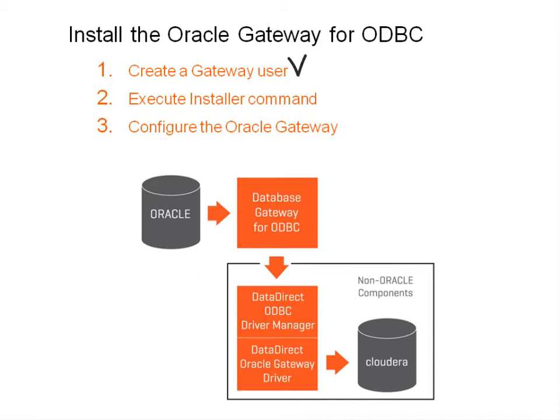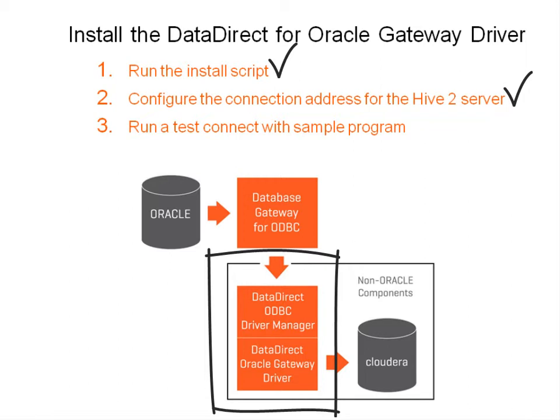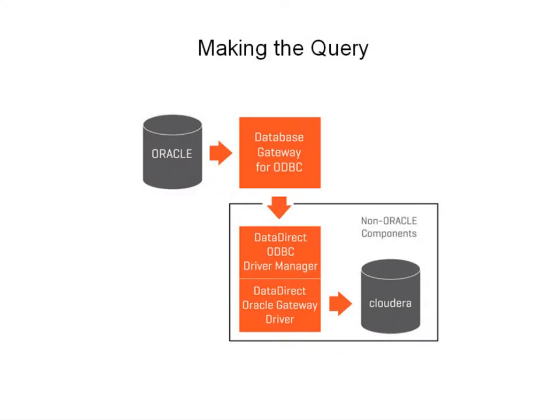We will create a gateway user, execute the installer command, and complete the installation of the Oracle Gateway software and the connecting ODBC driver. Step 2 is to install the DataDirect connectivity driver, change the connection address for the Hive2 server, and then run a test connect with the sample program that ships with the driver. Now your big data application is integrated to your Oracle ecosystem. In the second video of the series, we're going to have some fun and make a query.